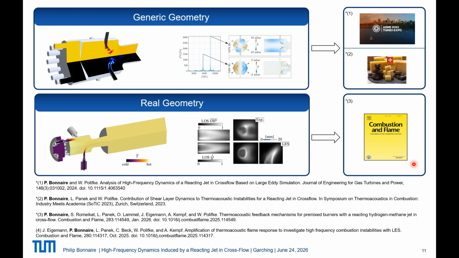Luckily, the German Aerospace Center provided us with experimental data of a combustion chamber, which is super close to what we've called our generic geometry. This is what I call the real geometry. So it's existing, and the German Aerospace Center provided us with the experimental data. Given that, we could form another publication, which was then published in Combustion and Flame.